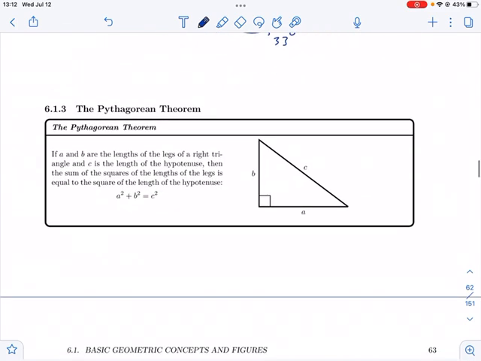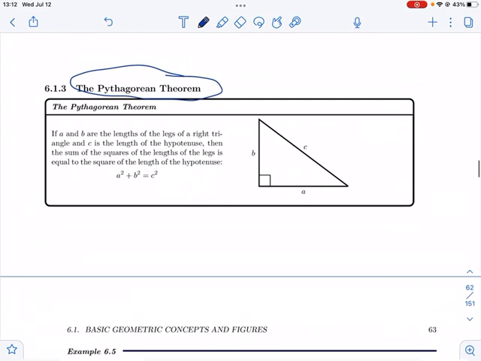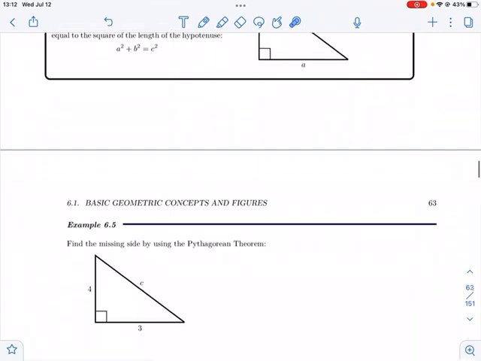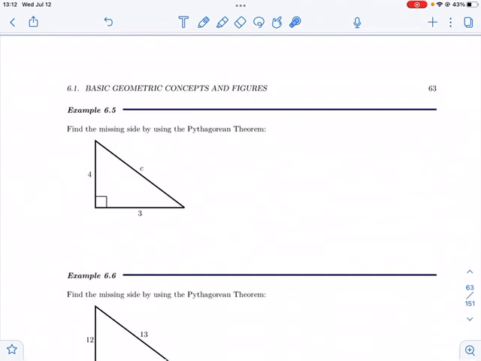Now we have what's called the Pythagorean theorem. This is a very important theorem in geometry. It says that if we have a right angle triangle, then the sum of the squares of the lengths of the legs, if we square A and square B and find the sum, will be equal to the square of the length of the hypotenuse. So A squared plus B squared equals the hypotenuse squared. This is a very important, powerful rule. It will help us to find the lengths of sides for right angle triangles. It only works for right angle triangles.